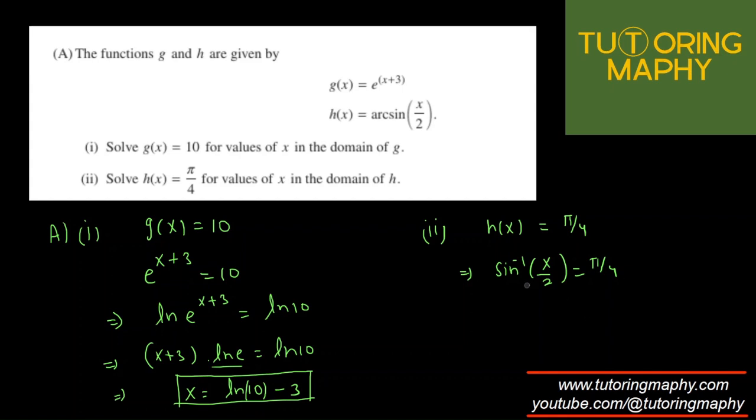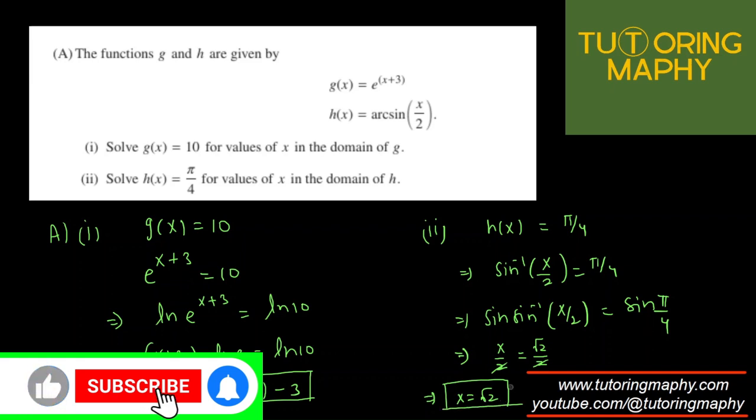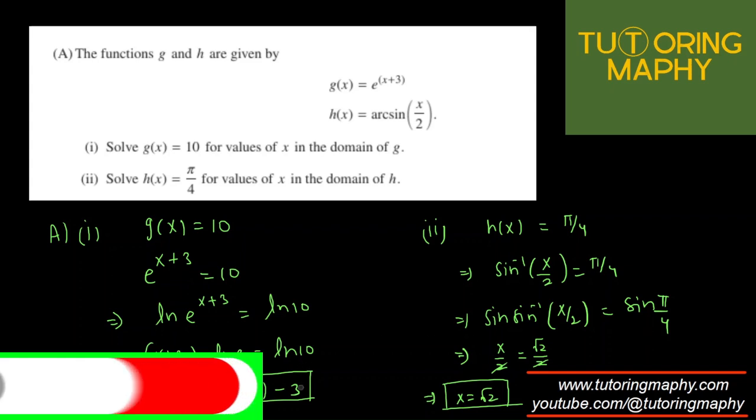I can take sine on both sides, and I know that sine of sine inverse x over 2 is sine of pi over 4. Sine of sine inverse of x over 2 is x over 2, and this is equal to sine of pi over 4, guys, unit circle. What is sine of pi over 4? That is root 2 over 2. Multiplying by 2 on both sides, the 2 and 2 cancel. So I'm left with the final value of x as square root of 2, and it looks like this is the only value I'm getting. So this is all about part A.